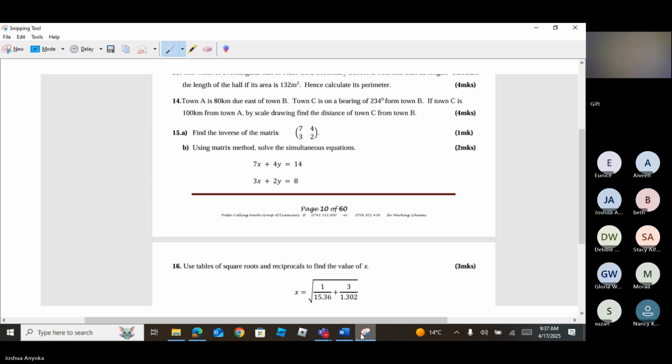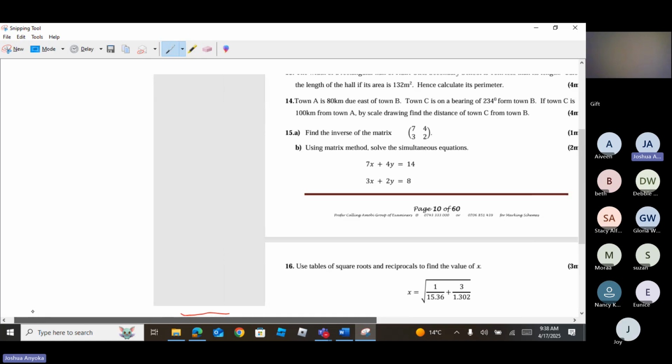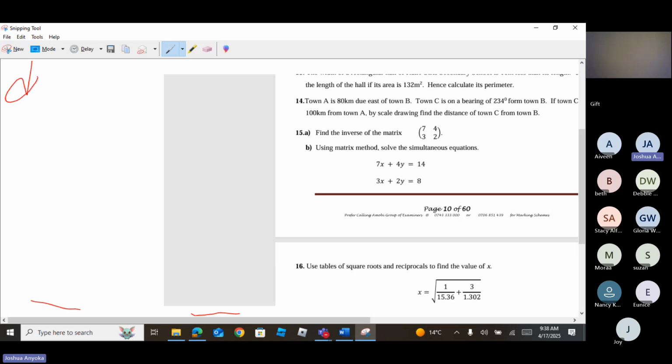Find the inverse of the matrix 7, 3, 4, 2. Using the matrix method, solve the simultaneous equations. You can see it's a straightforward question. Find the inverse of this one using the matrix method, then solve the simultaneous equations. So for the inverse, the first thing to get is the determinant. We say the determinant is equal to what?